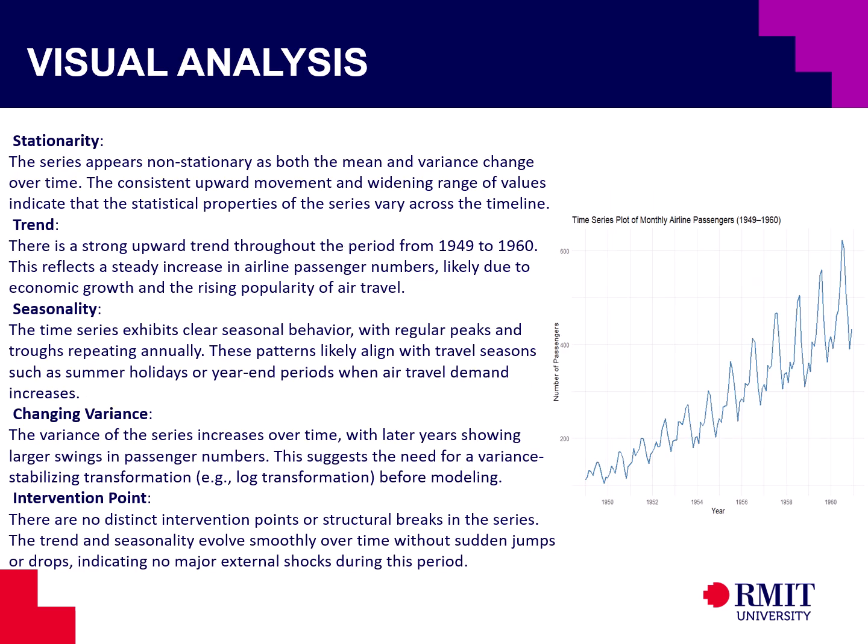In this step, we visually inspected the time series to identify key characteristics. We observed that the series is non-stationary; both the mean and variance change over time. There's a strong upward trend, likely due to the rising demand of air travel, and clear seasonality, as peaks occur regularly each year. The variance also increases over time, which is typical of growth data. Importantly, there were no structural breaks or intervention points. The pattern is smooth and consistent, making it ideal for forecasting after proper transformation.